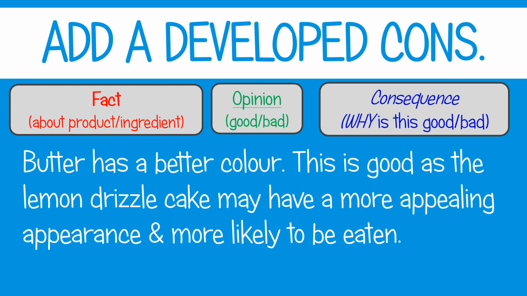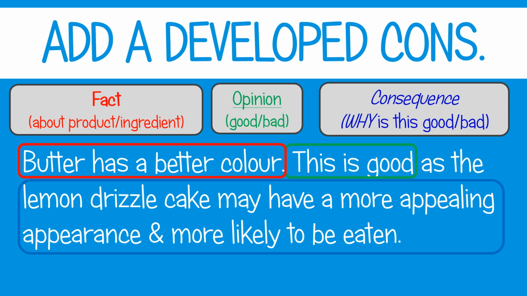We have an answer on the screen right now. We have got a fact that butter has a better colour. We are saying for our opinion that this is a good thing, and the reason for it being good is the lemon drizzle cake may have a more appealing appearance and be more likely to be eaten. So we've got a fact, we've got an opinion, we've got a consequence, we've referred back to lemon drizzle cake, so we've got a mark for this answer.